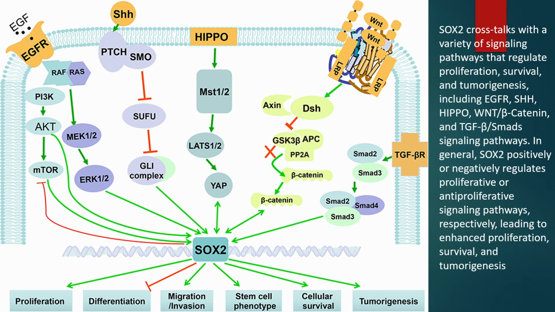As you can see here, SOX2 is essential for proliferation. It is also useful in differentiation. It also helps in migration and invasion. It also helps in stem cell phenotypes, cellular survival, and cancer. These are the various factors with which SOX2 is involved so that it can control these various aspects of cellular growth and survival.